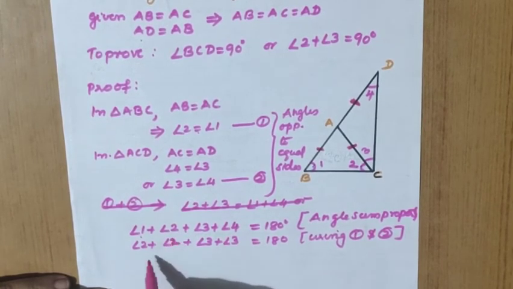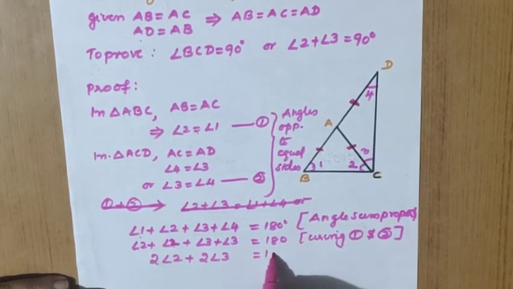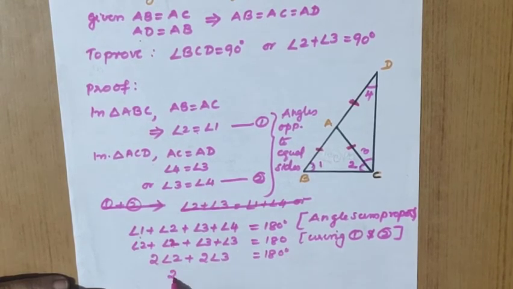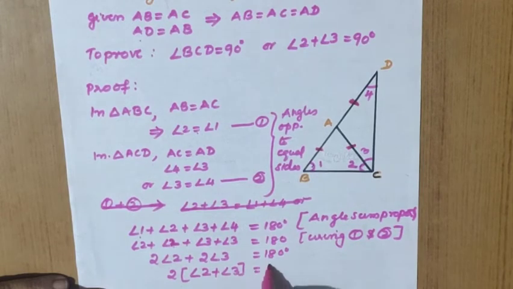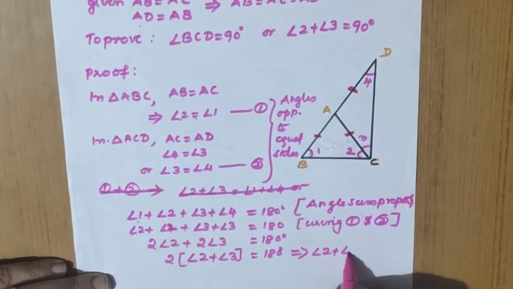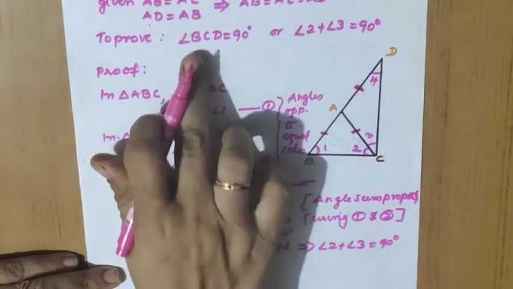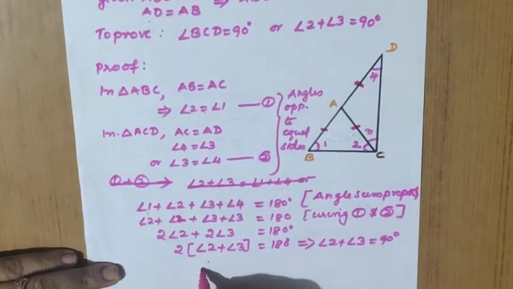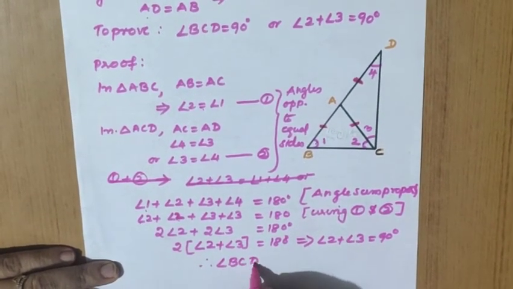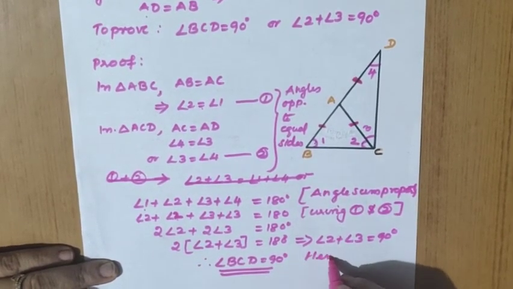Now how many times angle 2 is there? 2 times of angle 2 and 2 times of angle 3 equal to 180, or we can say 2 into angle 2 plus angle 3 equal to 180. This shows that angle 2 plus angle 3 equal to 90. What is the angle 2 plus angle 3? That is angle BCD. Therefore, angle BCD equal to 90 degree. Hence proved.